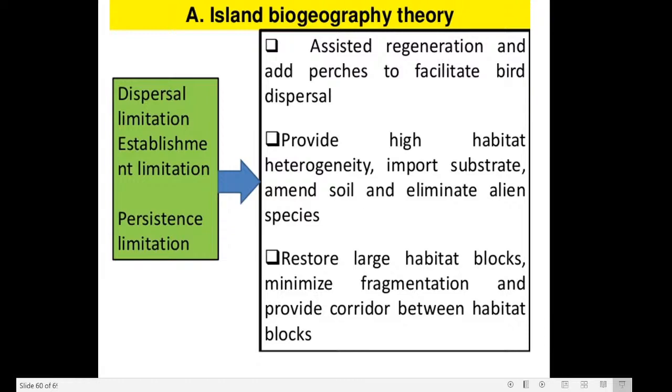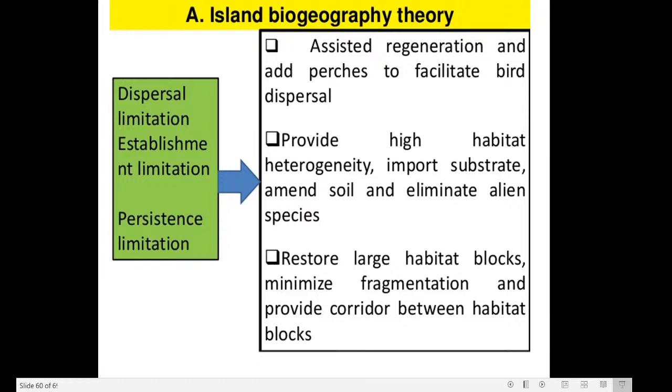Then dispersal limitation is regeneration. Establishment is to provide support and heterogeneity, providing high habitat. And persistence makes large habitat blocks with minimum fragmentation. It provides the corridor between habitat blocks.